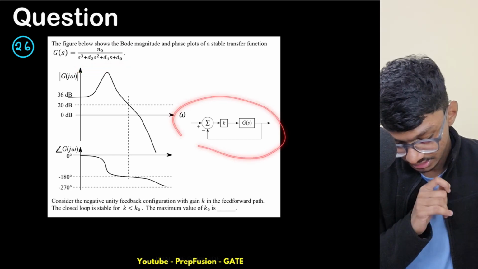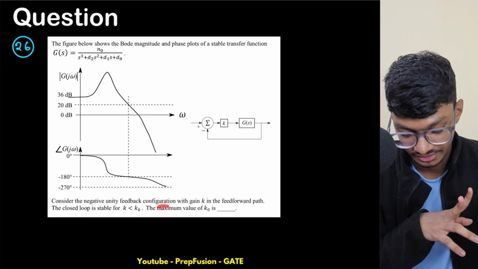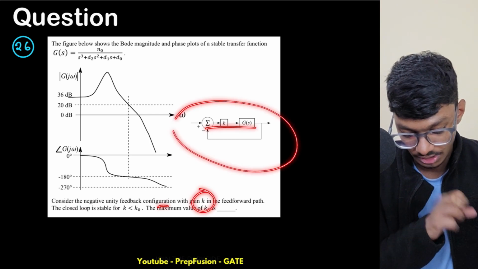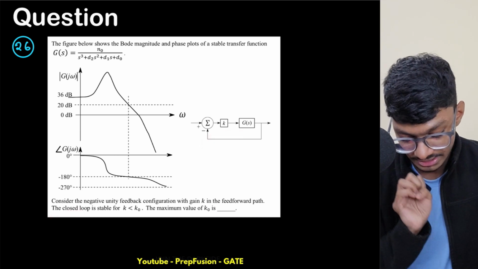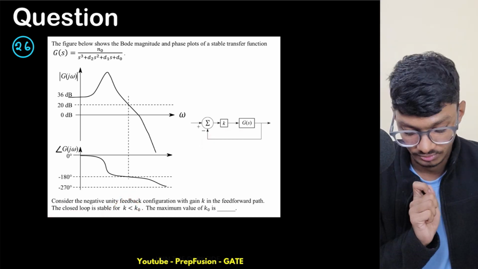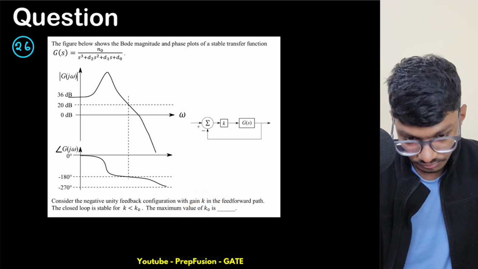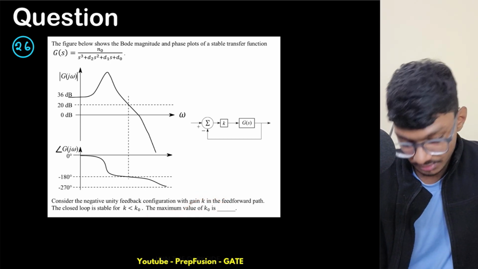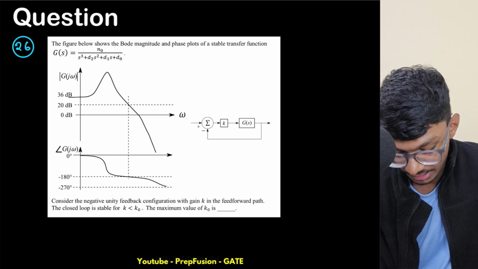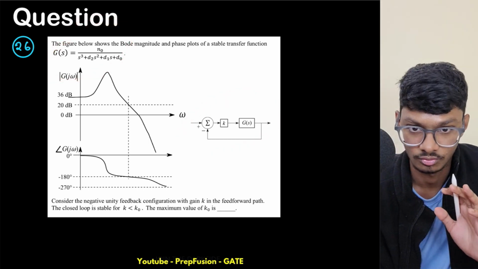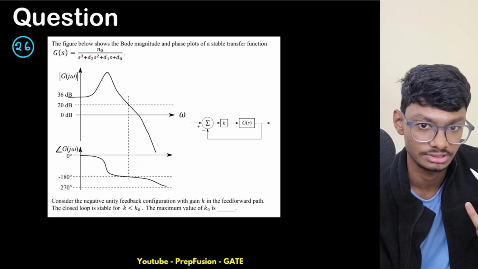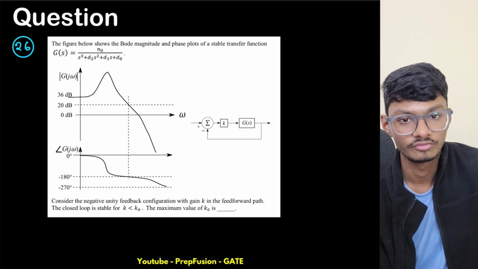They have given this: consider the negative unity feedback configuration with gain k in the feed forward path. The closed loop is stable for what value? The maximum value of k naught is what? Here they haven't given us anything else, only this graph and a few pieces of information in the graph. So obviously we'll decode some information from the graph itself.